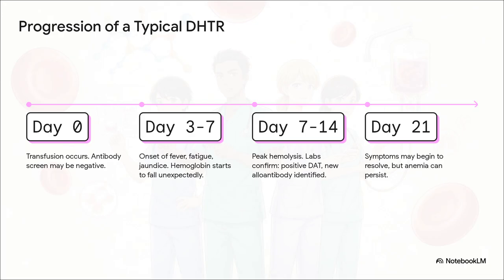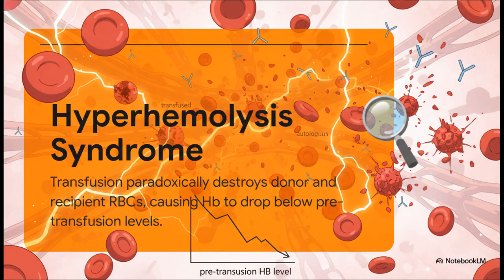The real danger starts to emerge on post-op day 3, or 5, or even 7, when the patient spikes a new fever or their hemoglobin, which you'd expect to be stable or rising, just inexplicably starts to drop. By the time the hemolysis really peaks, around days 7 to 14, the lab picture becomes crystal clear. Their direct antiglobulin test, the DAT, flips to positive, a new antibody shows up, and all the markers of hemolysis, like LDH and bilirubin, are elevated while haptoglobin gets all used up.